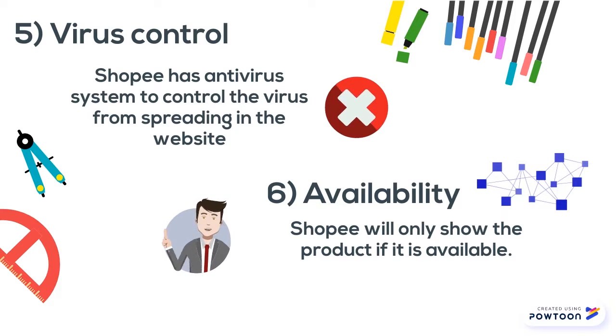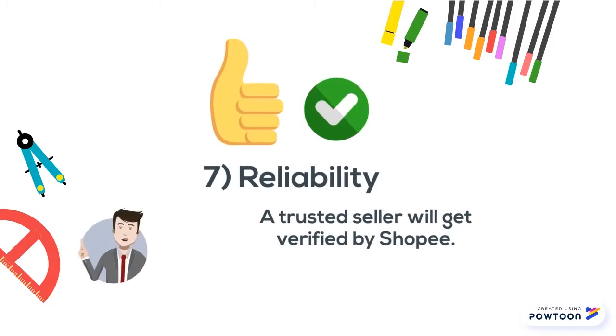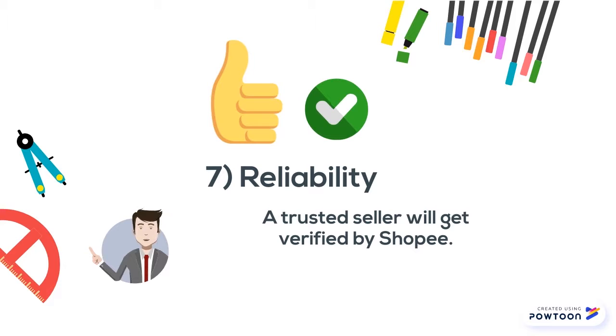And the sixth one is availability. Shopee will only show the product if it is available to the users. And the seventh and final one is reliability. A trusted seller will get verified by Shopee.